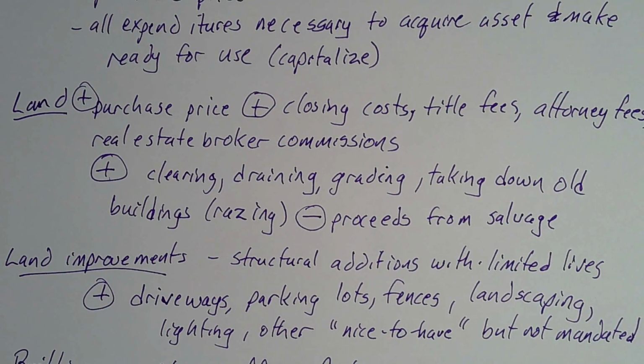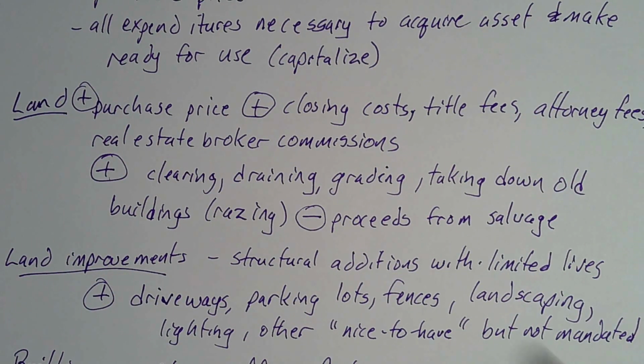And so this is kind of a fine point. What is necessary and what is not necessary? Well, some of these things are nice to have. Yes, we'd like to have a parking lot, a fence, or landscaping, but is it required by the city or the county for us to put those things in? The county may require us to put in a sewage system or sidewalks, but the county doesn't require us to have landscaping.